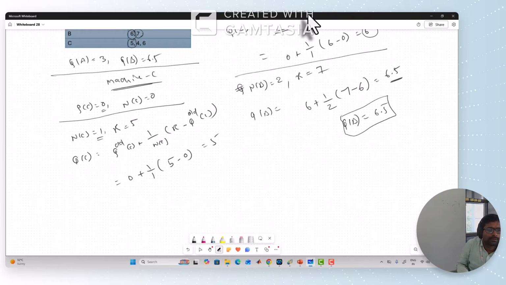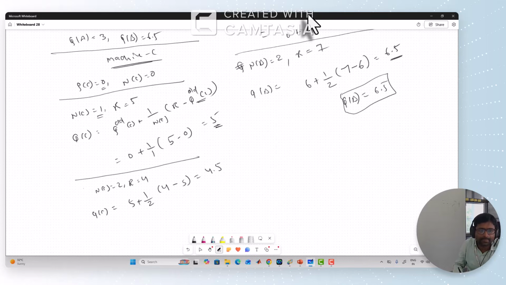Now I want to take the second play reward. So if you consider the second play, n of c equal to 2 and reward equal to 4. Then Q of c post second play equal to old value. What is the old value? 5. Plus 1 by NC value, number of plays, that's equal to 2, reward value 4 minus old value, this is the old value, that's equal to 5. So here we have 4.5.